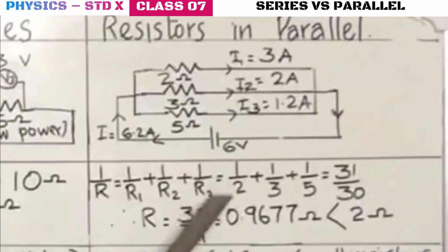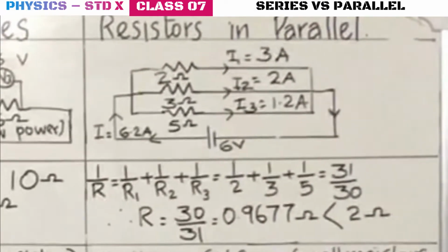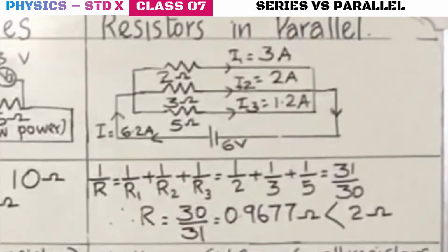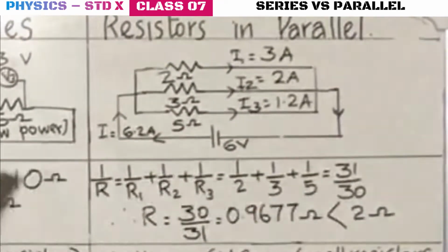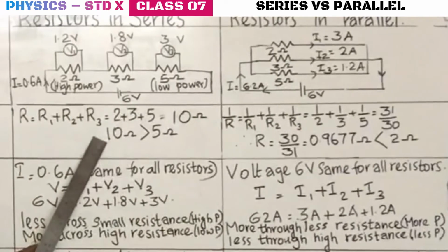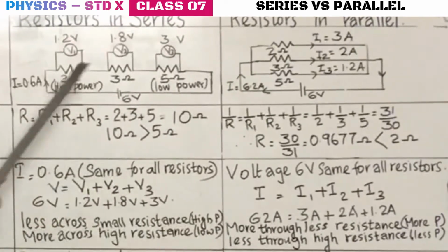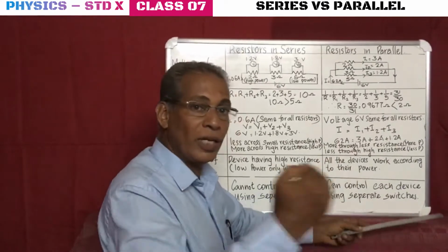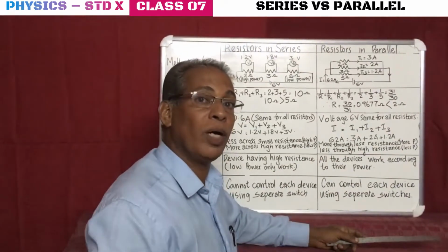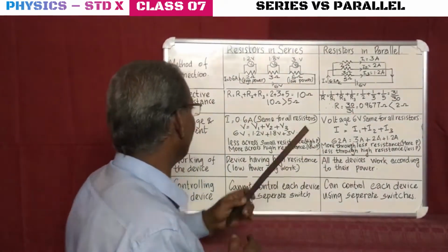Here we can see the resistance is reduced, and that value will always be less than the individual resistance, 2 ohm. So here we can compare. Here resistance increased, which will be more than the highest value, and here resistance decreased and it is less than the lowest value among these three.